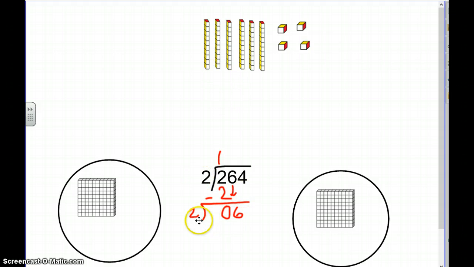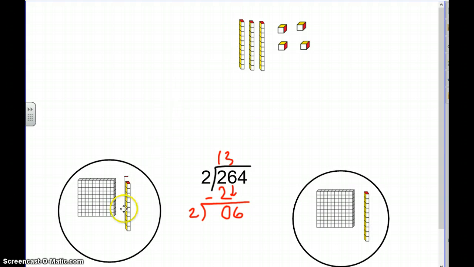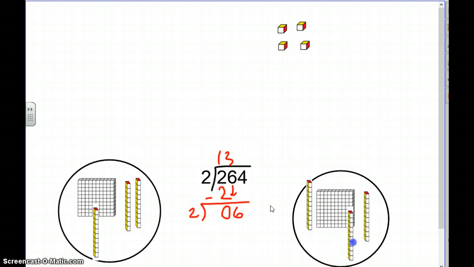I know that 6 divided by 2 is 3. So I put my 3, and then I put 3 into each group. I need to have an equal number of tens in each group. So I see that I have 3 tens in each group. So far I have 100 and 3 tens in each of my groups. We know that our next step after dividing is to multiply. So 3 times 2 is 6, and then we subtract: 6 minus 6 is 0. So we have no tens left over.